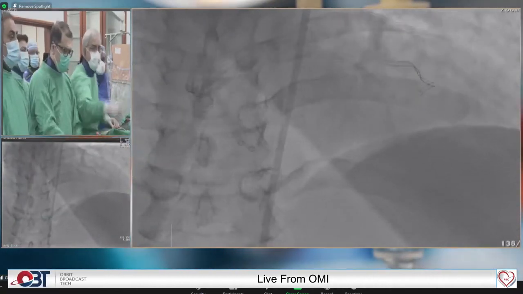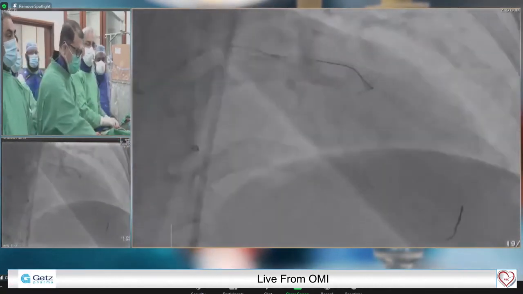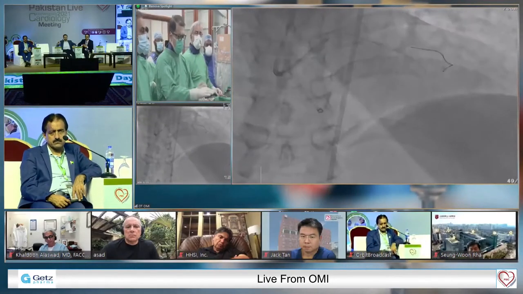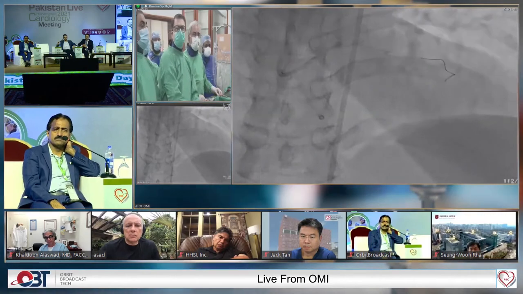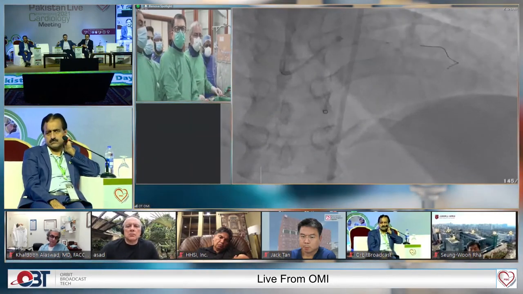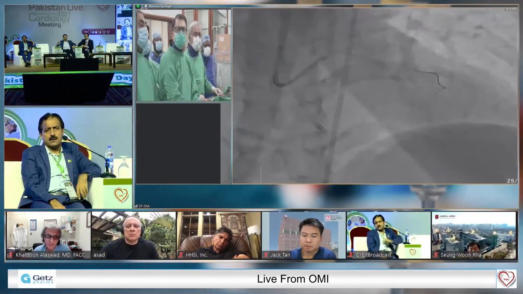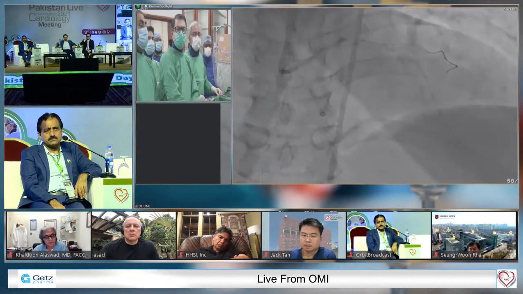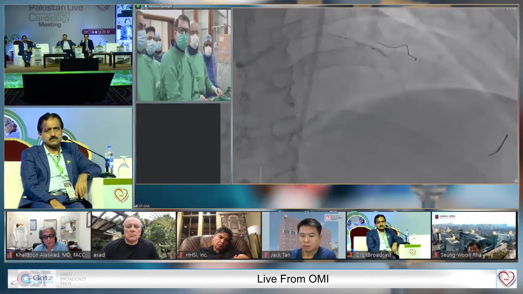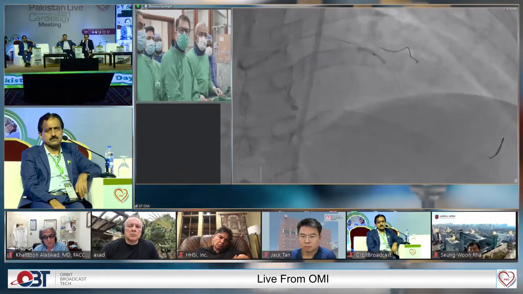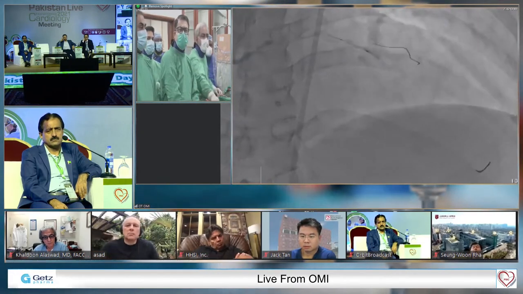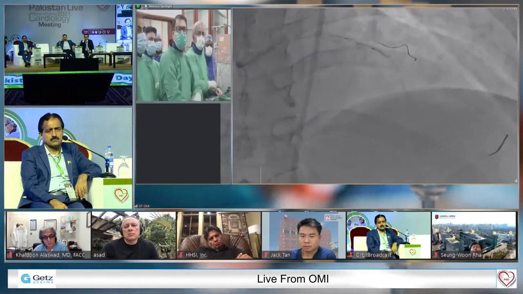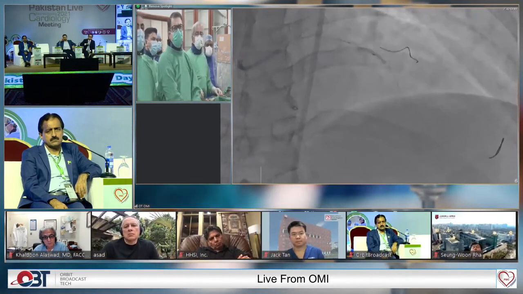So what we did was, we took the 200 out and exchanged it for a run-through wire. And with the run-through, we advanced all the way to the tip. We didn't want to advance to the tip with the 200. And then we are taking the micro out. We trapped it in the guider, and then with the run-through we pulled the micro out. Next, please. And now it's at 1.5.